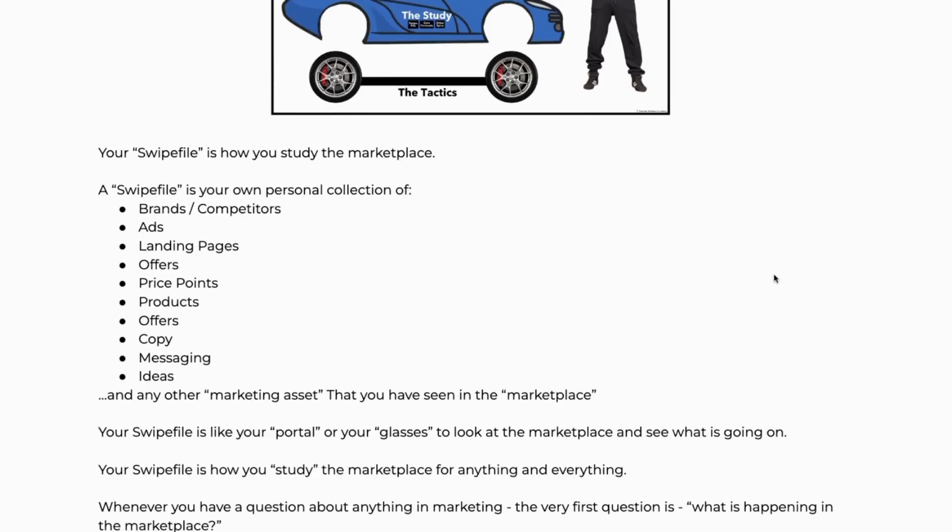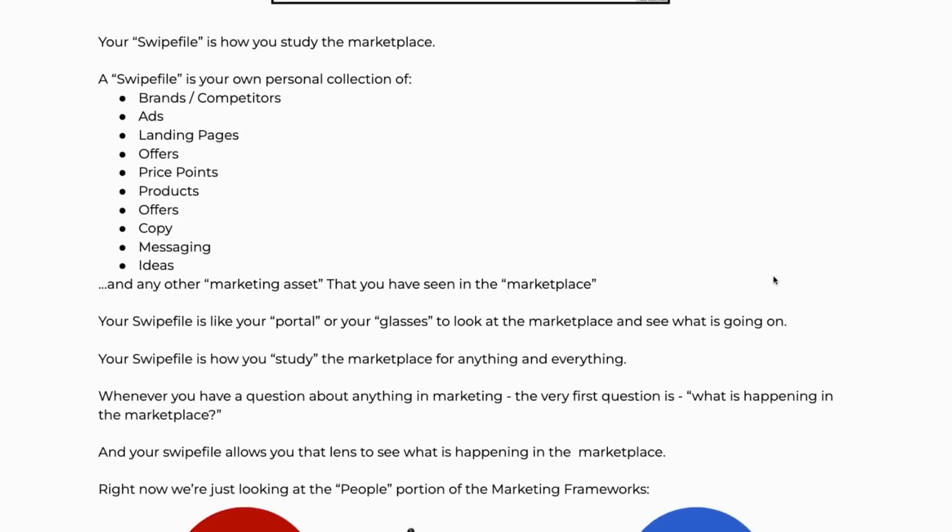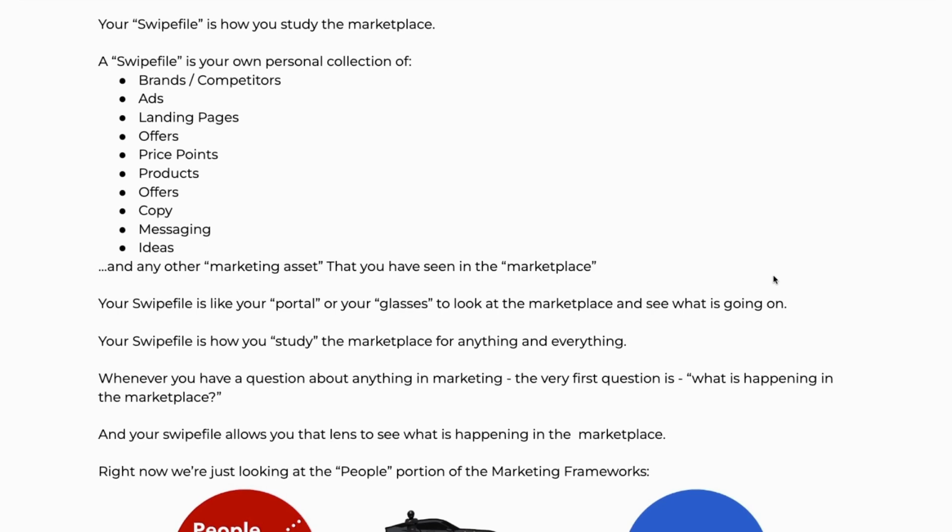Your swipe file is really how you go out there and study the marketplace. A swipe file is your own personal collection of brands, competitors, ads, landing pages, offers, price points, products, copy, messaging, ideas, Instagram pages, places where people are congregating, YouTube channels, and all of the other marketing assets that you have seen in the marketplace. Your swipe file is kind of like your portal, your glasses for looking at the marketplace and seeing what is going on. It is how you study the marketplace for anything and everything.